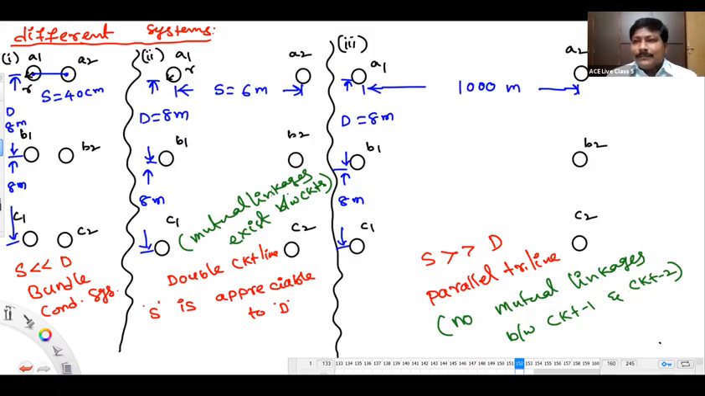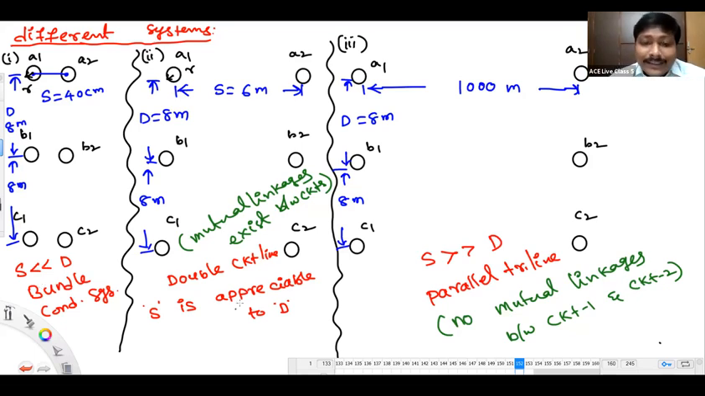What about the GMD of this one? Can I say this GMD is the cube root of 8 into 8 into 16? Yes or no? No, we can't say that. Why is it so? In the earlier case, I wrote the GMD as the cube root of 8 into 8 into 16 because SC is very, very low compared to D. Because of that assumption, you can write it safely.